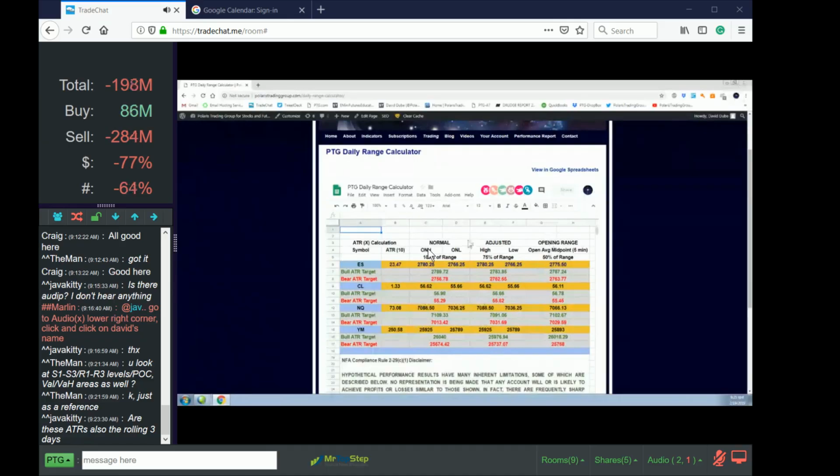If you're not sure what the 10-day average true range is, you're missing out on an important piece to start the day. It's like getting in your car and not knowing how much gas you have in the car. Well, how far can you go?